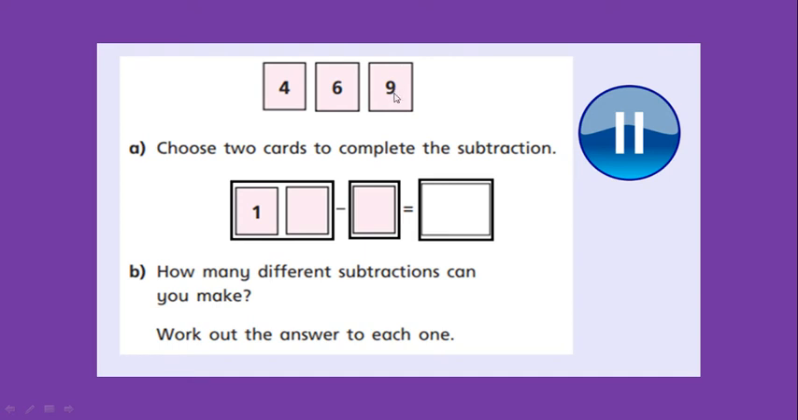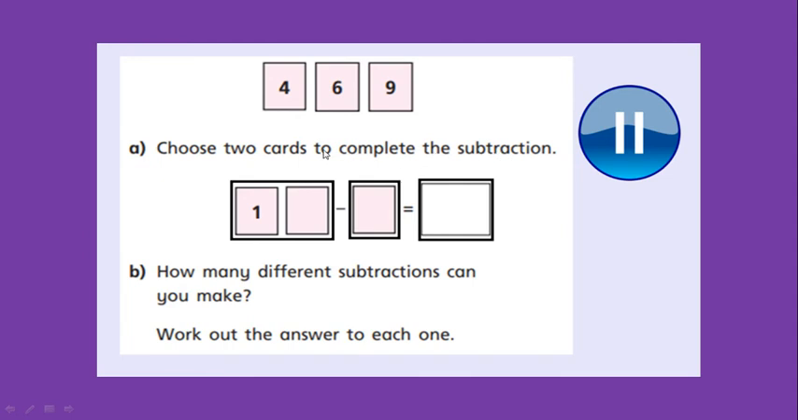And I'm probably going to say the same. What don't I like about this number 9, guys? It's not got a straight line. So whoever wrote these numbers, year ones, they're not as nice as our numbers, are they? So we've got 4, 6 and 9. And the question says, can you choose 2 cards to complete the subtraction?